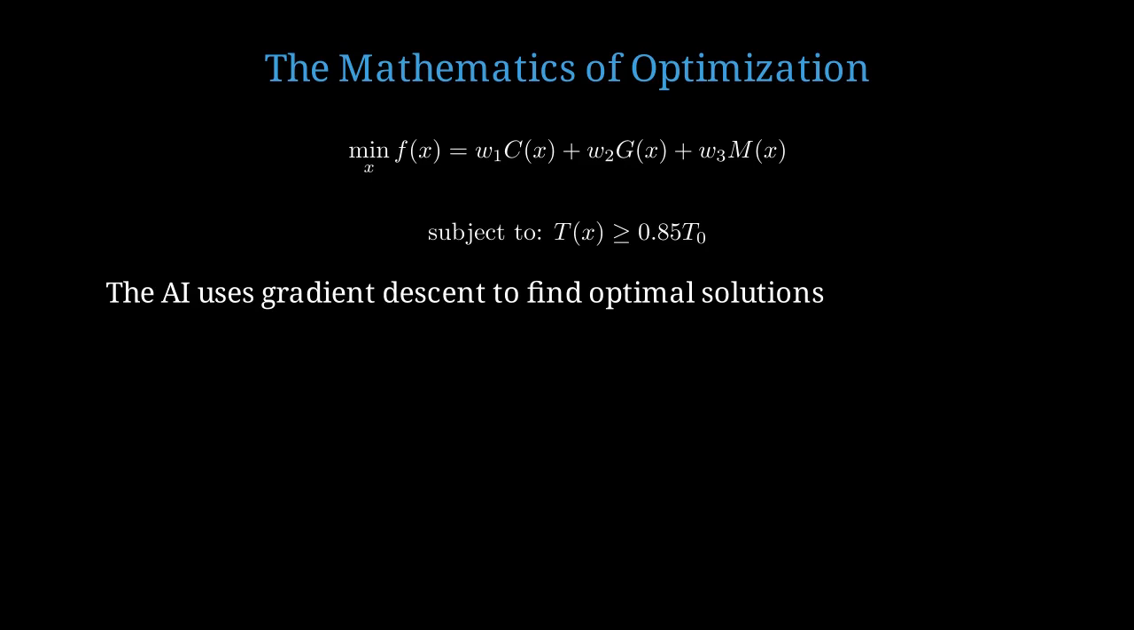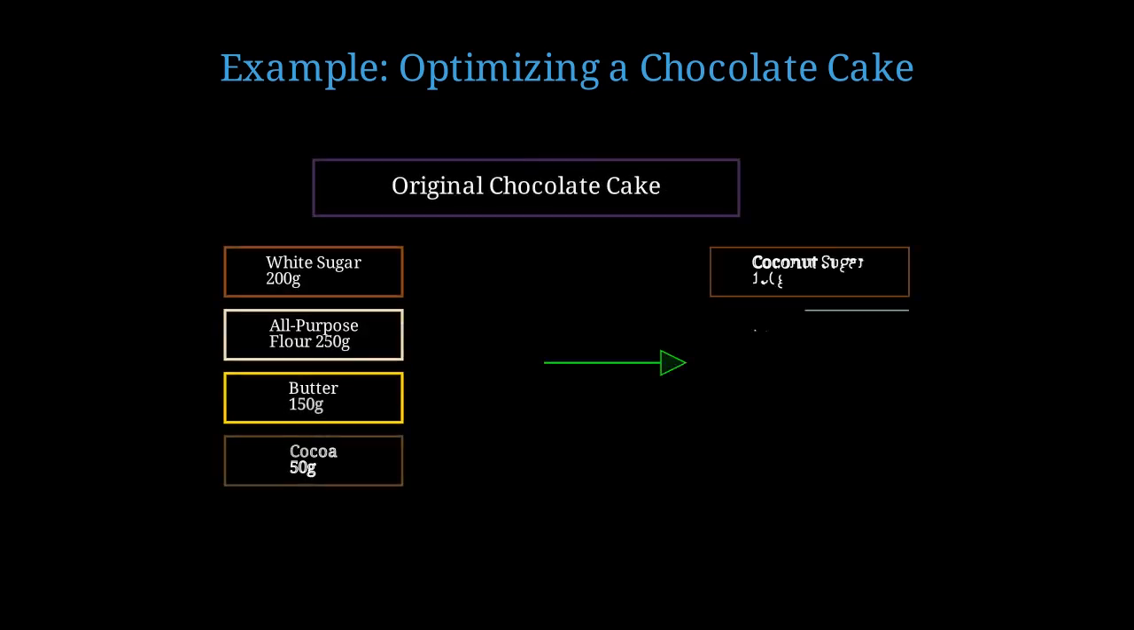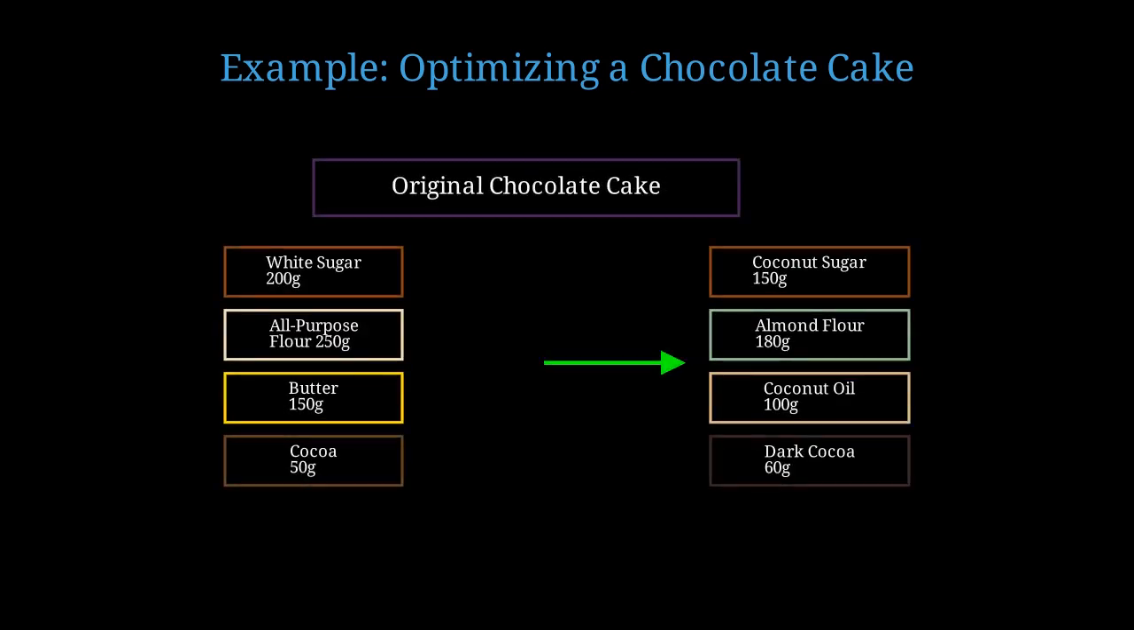on the best solution. Let's look at another example, optimizing a chocolate cake for lower glycemic index while maintaining moistness and chocolatey flavor. The original recipe uses white sugar, all-purpose flour, butter, and cocoa. The AI reformulates it using coconut sugar, which has a lower glycemic index, almond flour instead of wheat flour, coconut oil instead of butter, and increases the cocoa content using darker cocoa powder for more intense chocolate flavor.